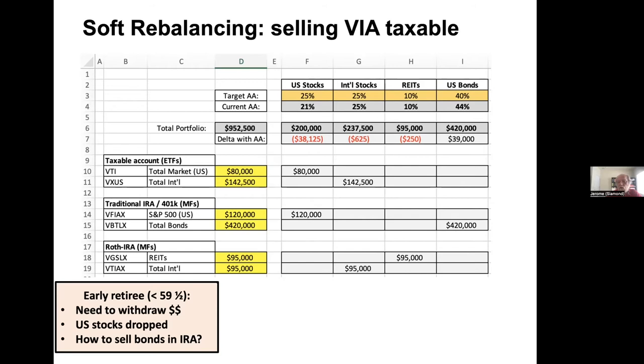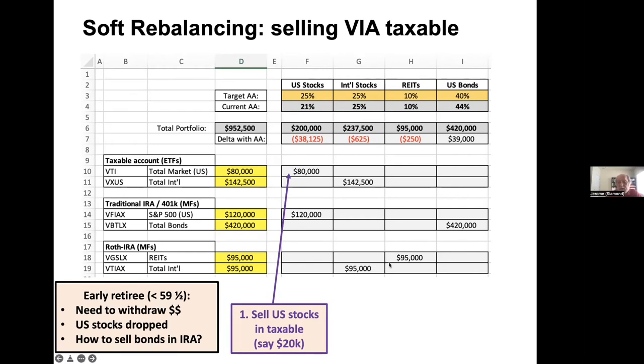So here is an example where you need to scratch your head a teeny bit more. Here is what I would suggest. Let's say that you want to withdraw 20K for your spending. Then why don't you sell it out of the US stock position in your taxable account? Yeah, you are going to pay some capital gains, but that's fine. That's normal. It's fair. But if I do that, then I sold US stocks. That's not what I wanted to do. I wanted to sell US bonds. Well, the answer is very easy.